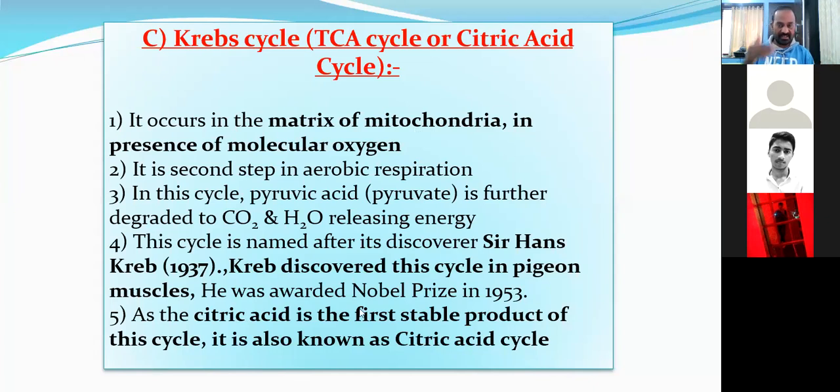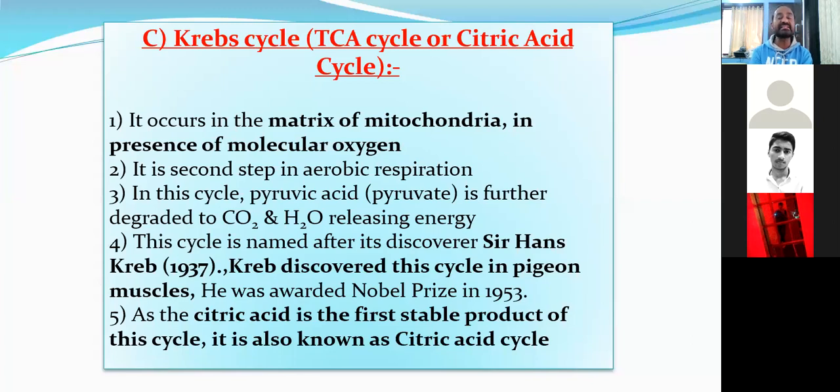In the old concept, glycolysis was part 1 and the Krebs cycle was part 2. But nowadays, in modern science, we consider oxidative decarboxylation of pyruvic acid as step 2. But originally, the Krebs cycle was step 2. Now, in this cycle, the pyruvate is further degraded to CO2 and H2O, releasing energy. So complete oxidation of pyruvic acid or glucose will take place, releasing 6 molecules of CO2 and 6 molecules of H2O.